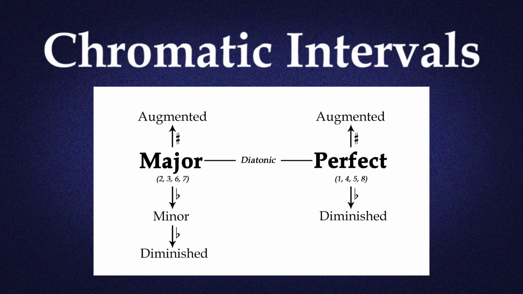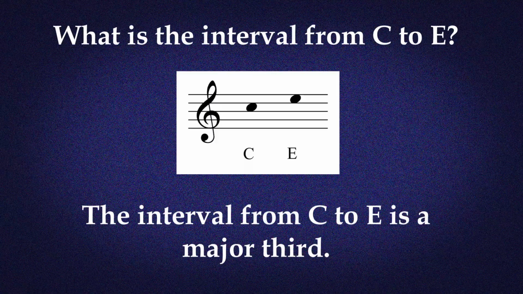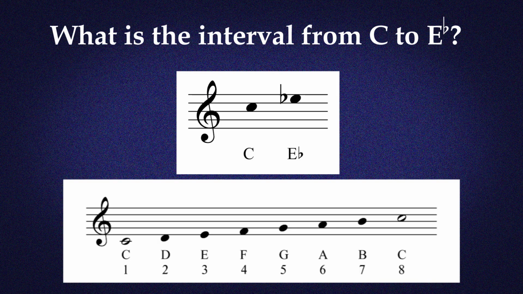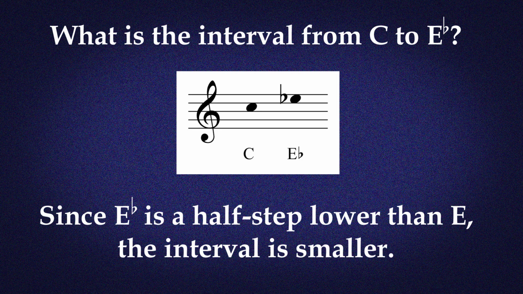It will be very helpful to keep this around until you get used to it, because there is a lot to remember here. From C to E is a major third. From C to E flat is still a third because the letter E is still in the third position of the C major scale, so the quantity has not changed. However, E flat is a half step lower than E, which makes the interval from C to E flat smaller.